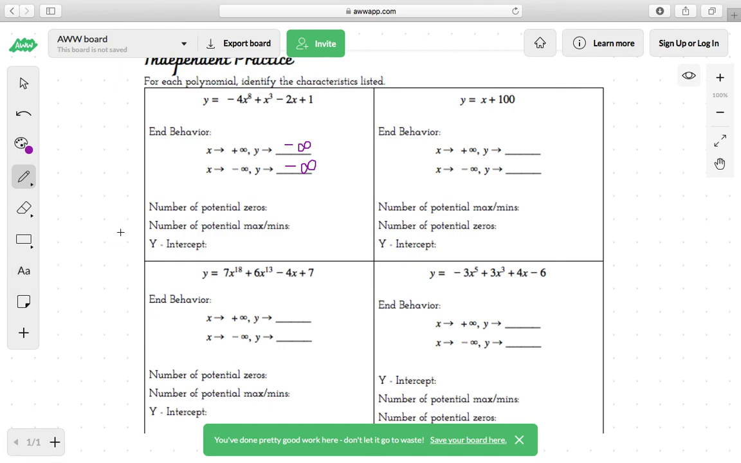So now we can answer the 3 questions at the bottom. So my number of potential zeros is the same thing as the potential roots or the potential x-intercepts. And for that, I look at my degree, and my degree is 8, so I know I have 8 potential zeros. For my potential max or mins, that is 1 less than my degree. So if I have 8 potential zeros, that means I have 7 potential max or mins.